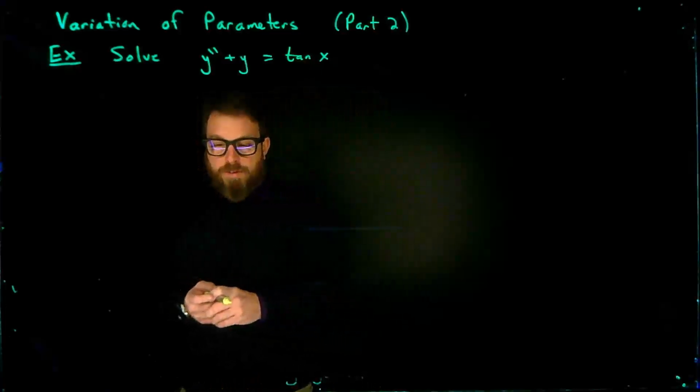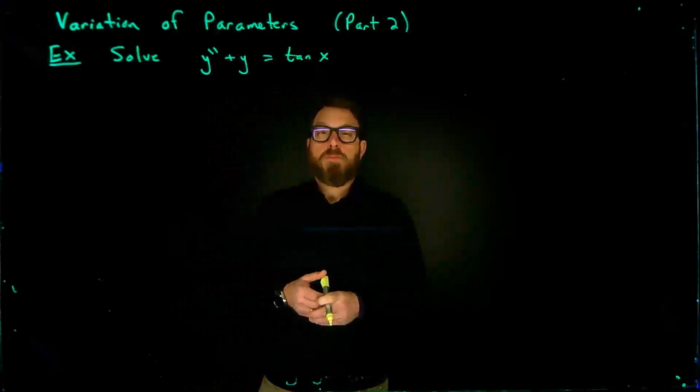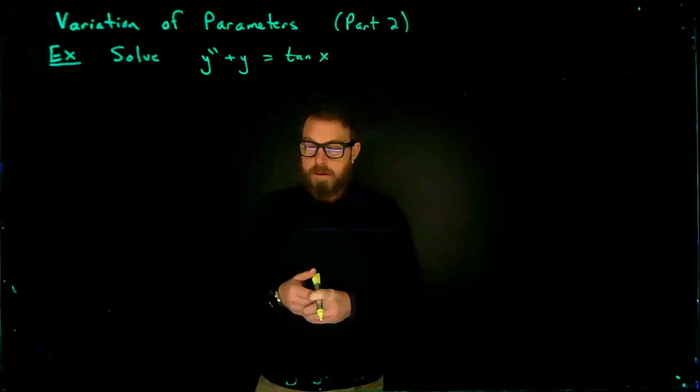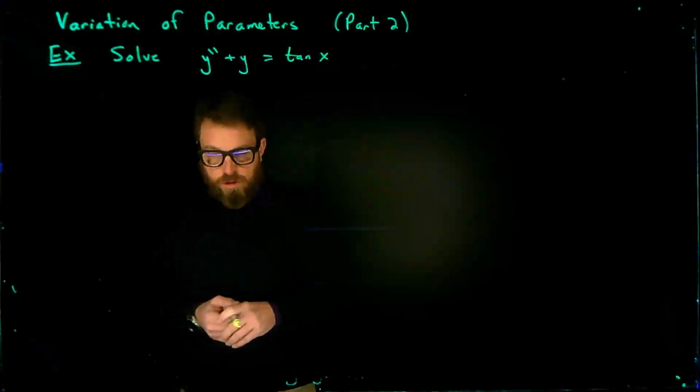So first we have to find our complementary solution, so we can find our y1 and our y2, and that'll help us build the matrices and then of course the determinants to be able to use Cramer's rule to find the other solutions.